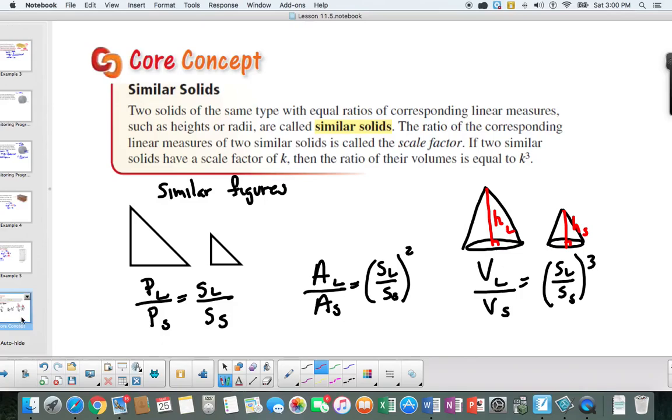Similar solids. Well, let's talk about similar figures first. The ratio of the perimeters is equal to the scale factor, or the ratio of the sides. The ratio of the areas in similar figures is the scale factor squared. So I hope it's not a surprise to you that when we have similar solids, when you want to compare the volumes, it'll be the scale factor cubed.